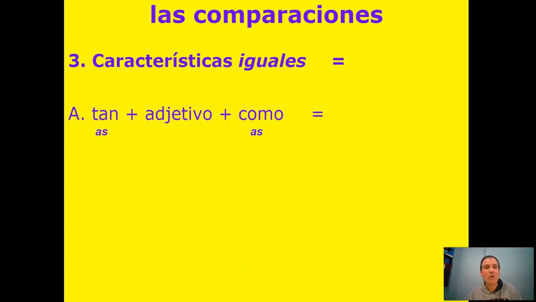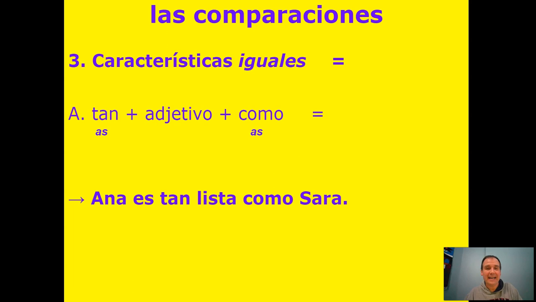And then finally, what happens when we want to compare things that are equal? All right. Well, this is when we can use the idea of tan with an adjective and the word como. Tan means the word as. We put an adjective in the middle, and como also means as. So for example, let's jot this down on your notes. Ana es tan lista como Sara. So Ana is as smart as Sara.